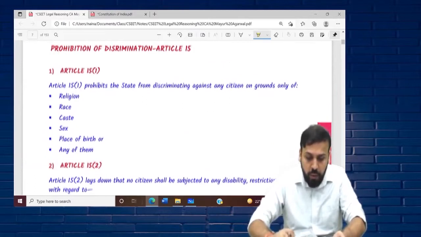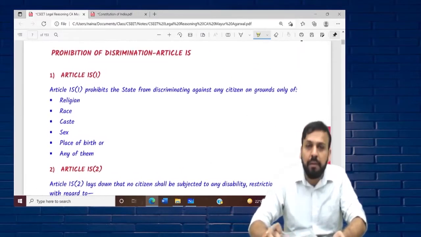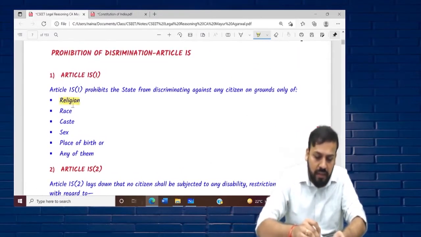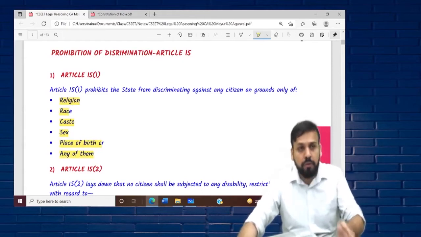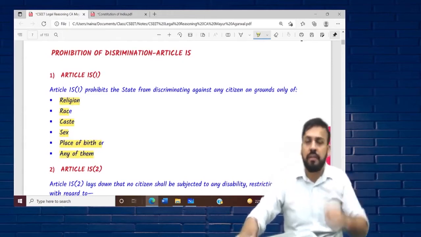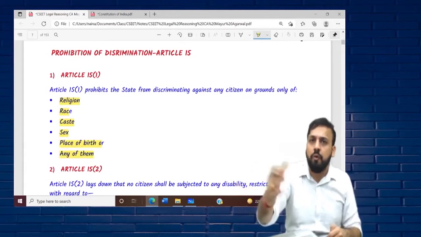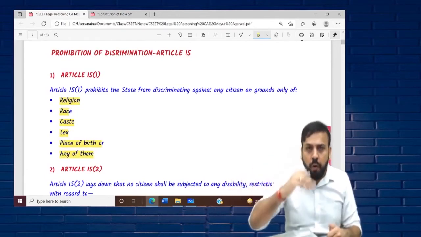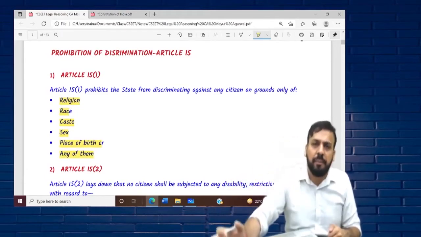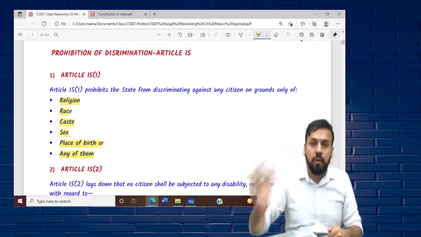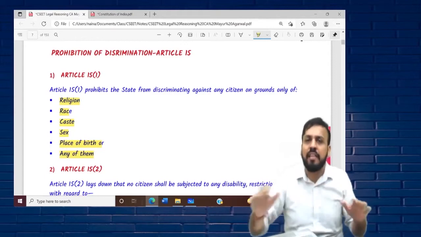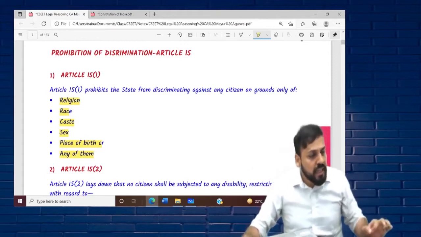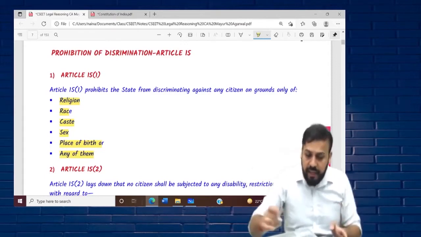Then I am coming to Article 15. Don't discriminate against people based on religion, race, caste, sex, place of birth, or any of them. Suppose you are a man, you get more privileges, and the other is a woman, no privileges. Or old and child, the same treatment should be given. No discrimination: no Hinduism, Islamism, Christianity, everyone is equal in the eyes of law.